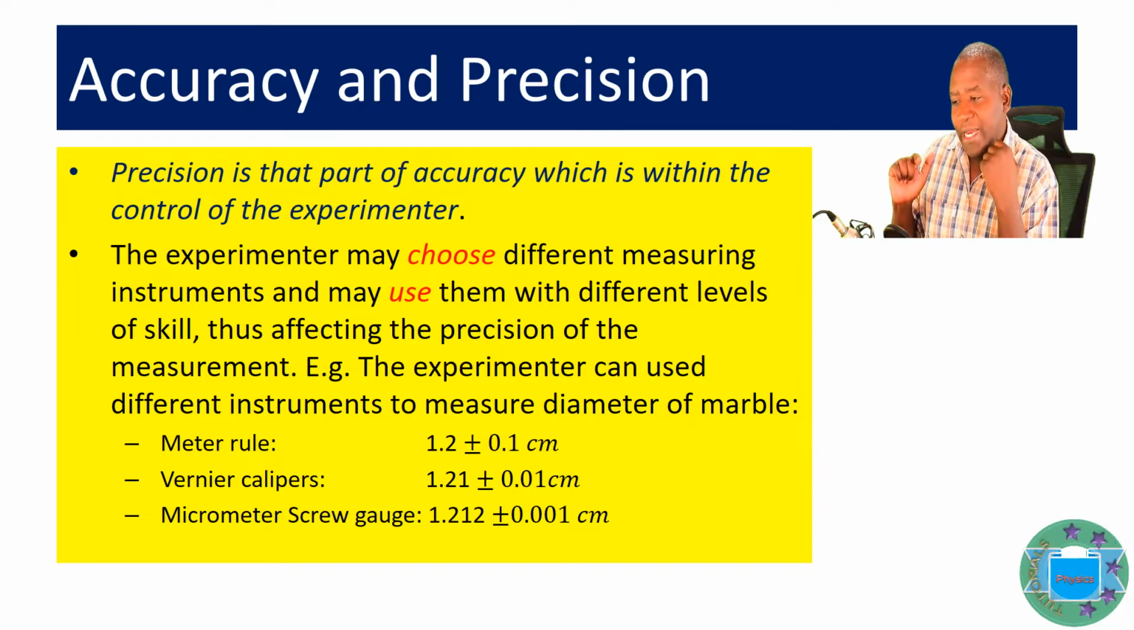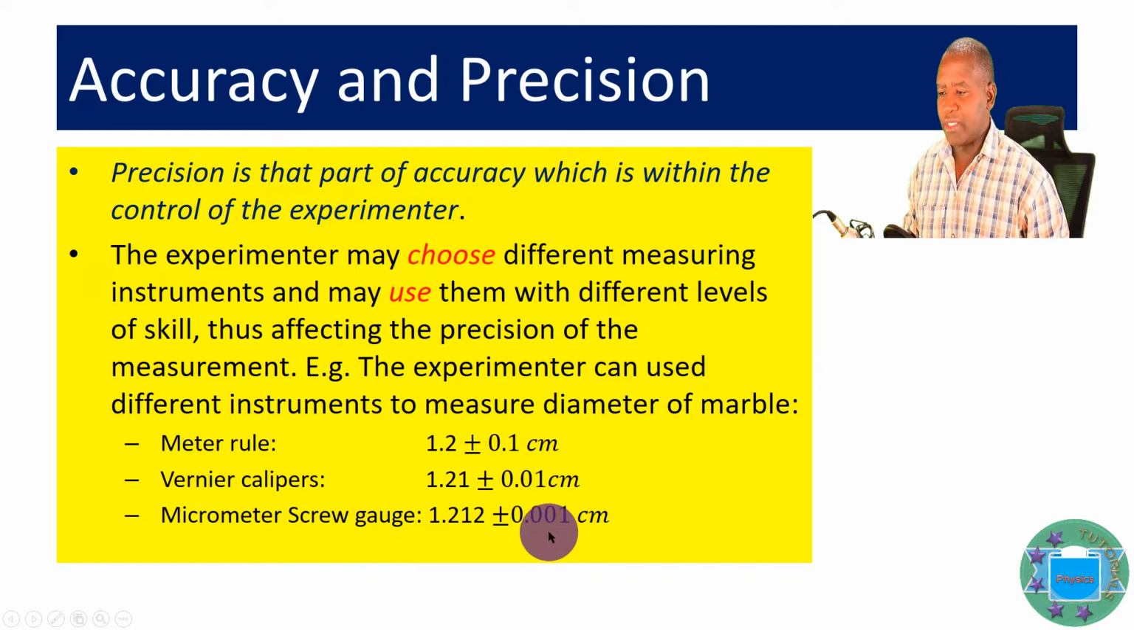When we use a vernier calipers, the least count is 0.01 centimeters. So we get a measurement of about 1.21 plus or minus 0.01. Let me just say this, that when we take a measurement of 1.21 plus or minus 0.01 centimeters, it means that the uncertainty lies in the last digit.